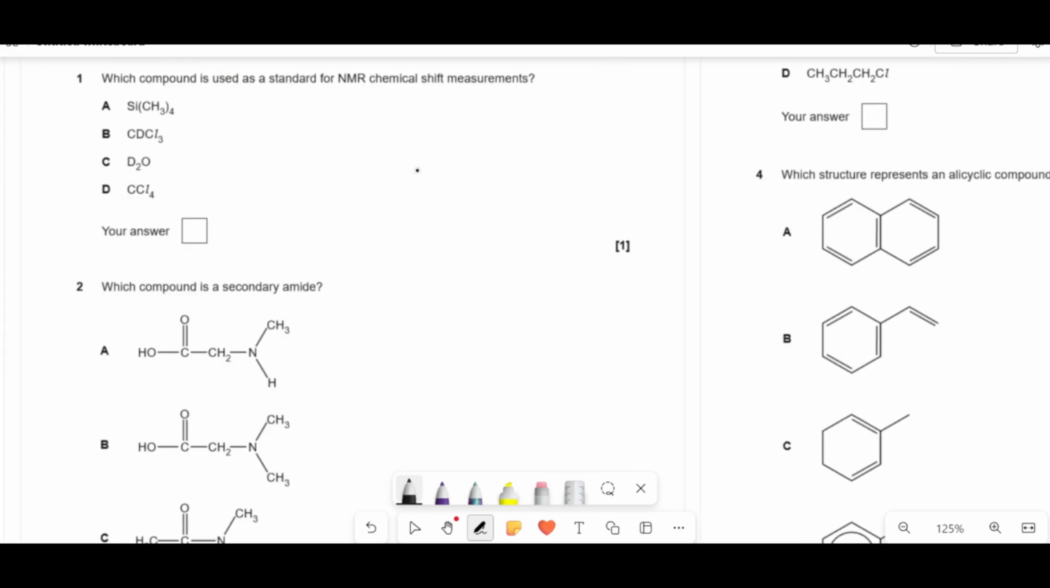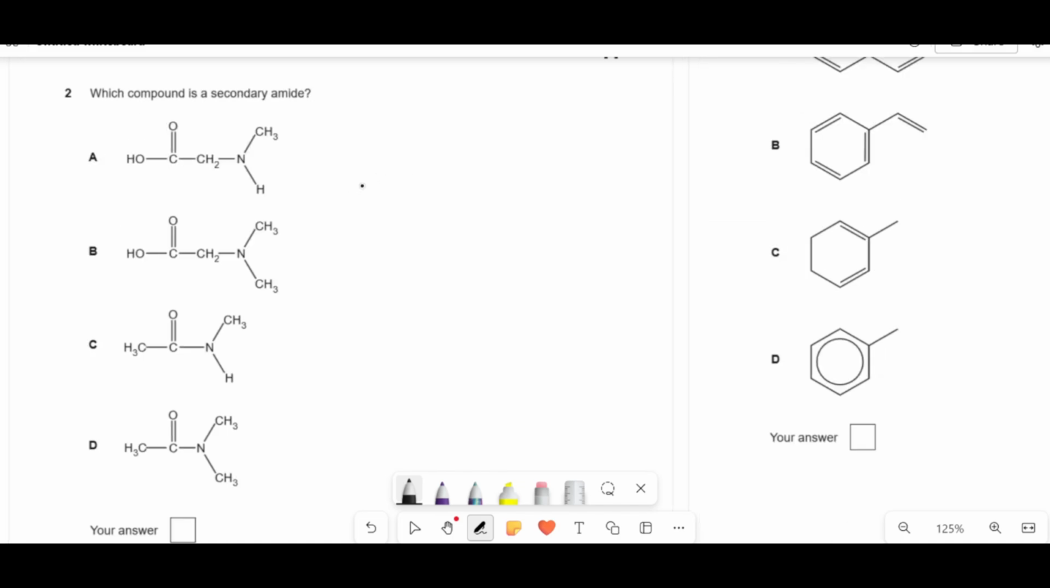So which compound is used as a standard for NMR chemical shift measurements? The main one is tetramethylsilane because it's volatile, so it's easy to remove, and it's also inert, which means it's not going to react with anything. So that's got to be A. Now the reason it's not B, C, or D is because all three of these are used in proton NMR spectra to get rid of an OH peak.